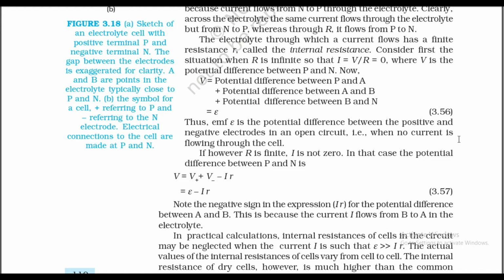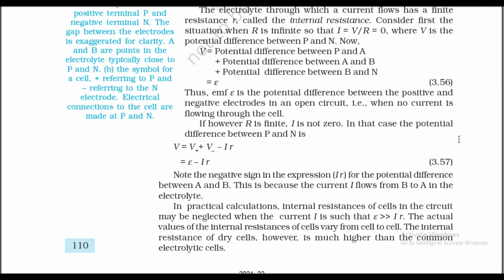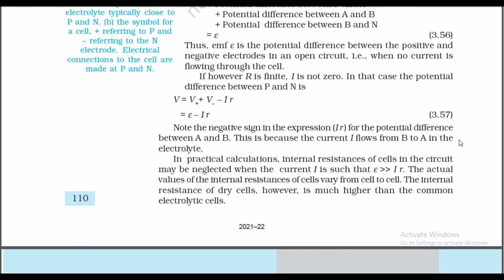If, however, r is finite, I is not 0. In that case, the potential difference between P and N is V is equal to V plus minus I r, is equal to epsilon minus I r. Note the negative sign in the expression I r for the potential difference between A and B. This is because the current I flows from B to A in the electrolyte.